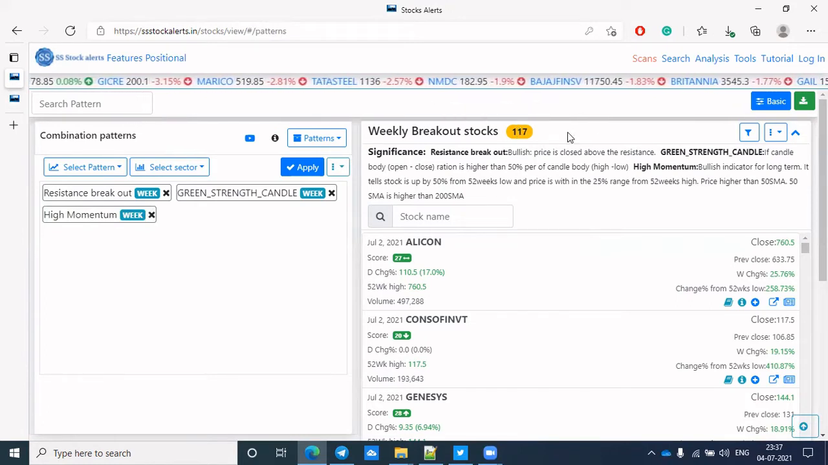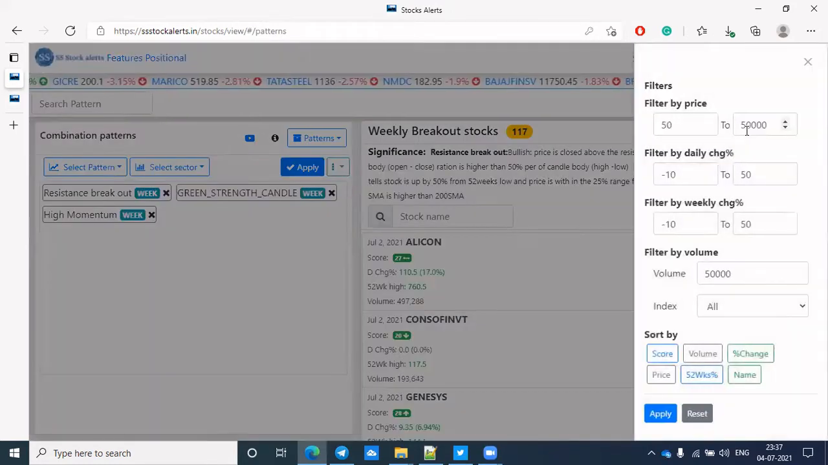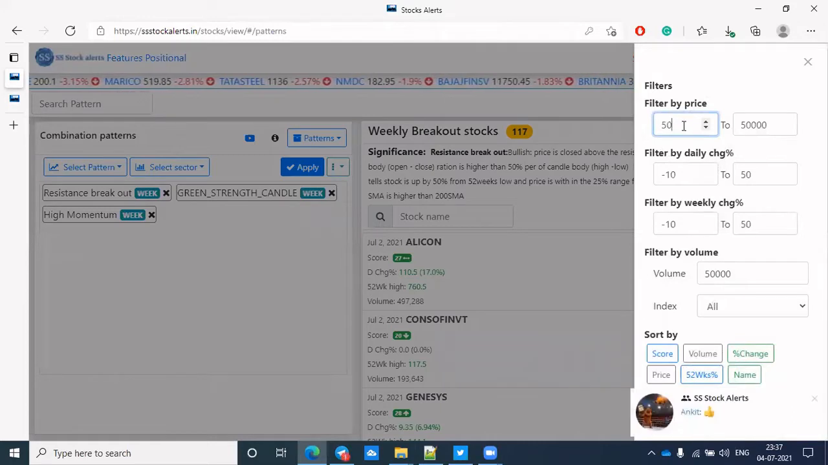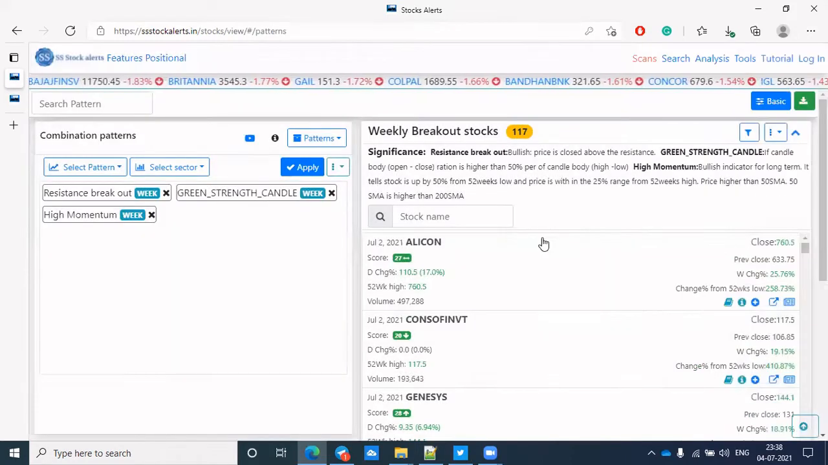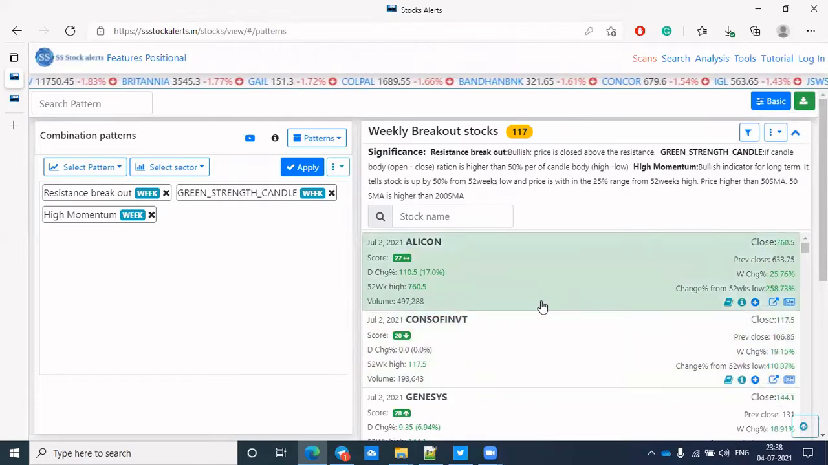Just click on the filter. I usually keep the minimum price at 50 rupees, because I don't want to study stocks below 50 rupees. The volume you can keep at a minimum of 1 lakh, or a minimum of 50,000. Don't go below 50,000 average volume. Then just click on apply, and you will get the stock list here.